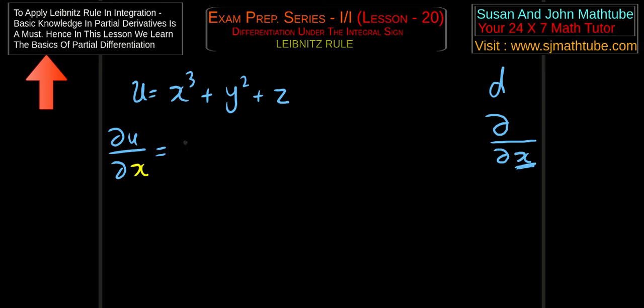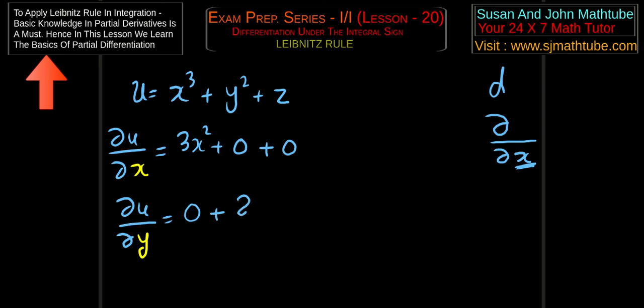So my answer will be 3x square plus 0 plus 0. At the same time, if I try to find the partial derivative with respect to y, my answer will be 0 plus 2y plus 0, because y is the only variable. So these two will be treated as constants. And finally, suppose I find the curly d, the partial derivative with respect to z.